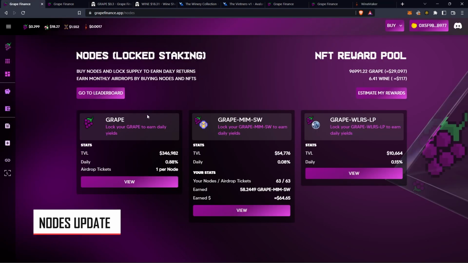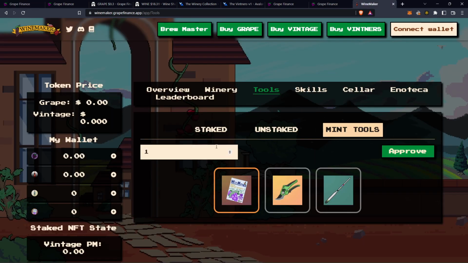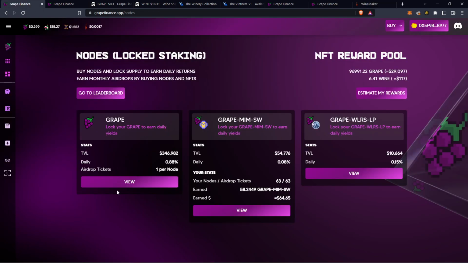Someone from the Grape community asked a very interesting question. The question was, can the pending rewards in the Grape nodes be used in the Winemaker game, so as to avoid the 50% penalty when claiming? To this, LB answered that with the current node contract, you won't be able to do that.